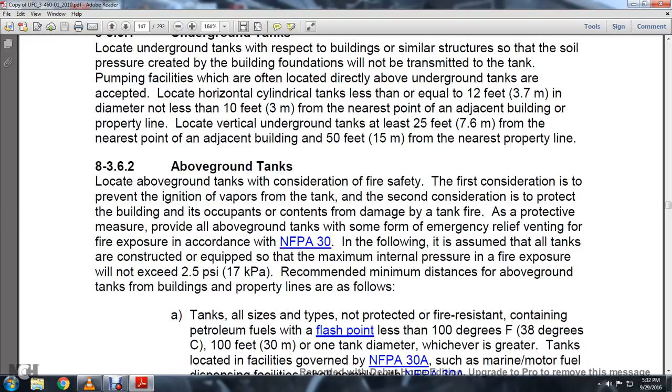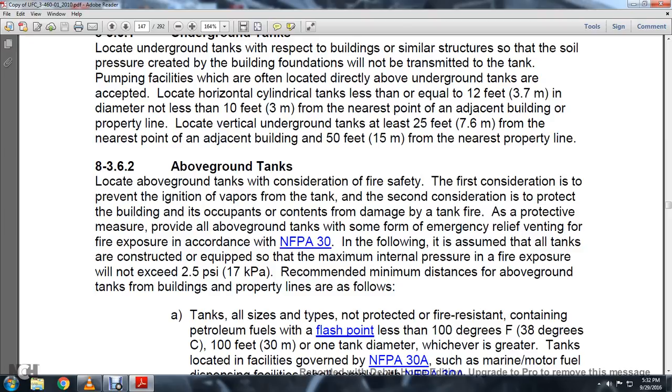8.3.6.2 Above ground tanks. Locate above ground tanks with consideration of fire safety. The first consideration is to prevent ignition of the vapors from the tanks. The second consideration is to protect the building and the occupants from the contents of the tank or damage by a tank fire. A protective measure is provided with all above ground tanks: some form of emergency relief venting for fire exposure in accordance with NFPA 30. The following assumes all tanks are constructed and equipped so that the maximum internal pressure from fire exposure will not exceed 2.5 psi.